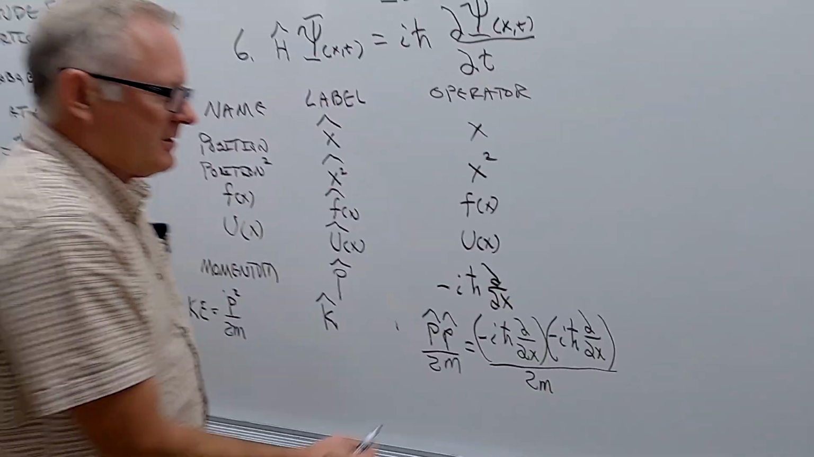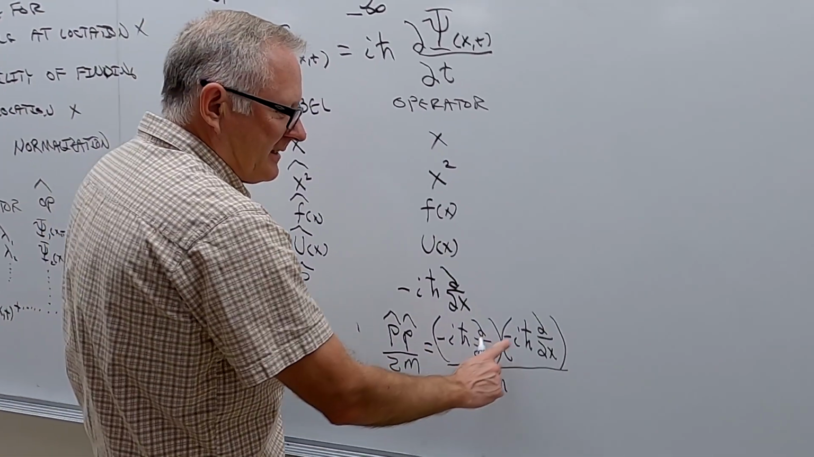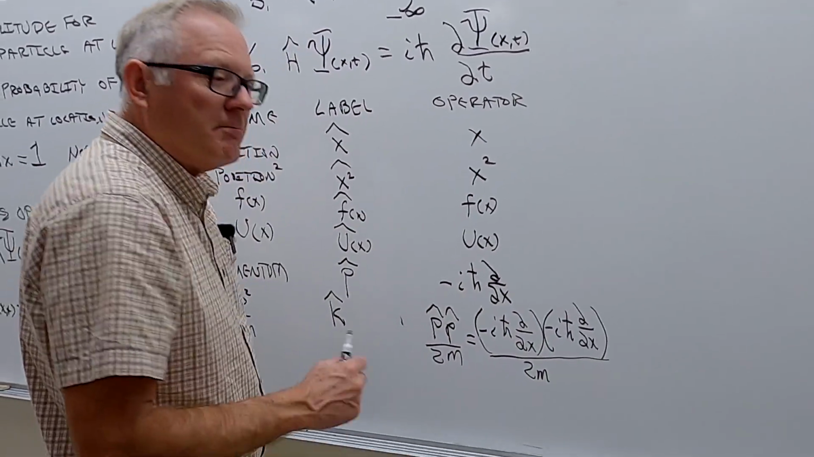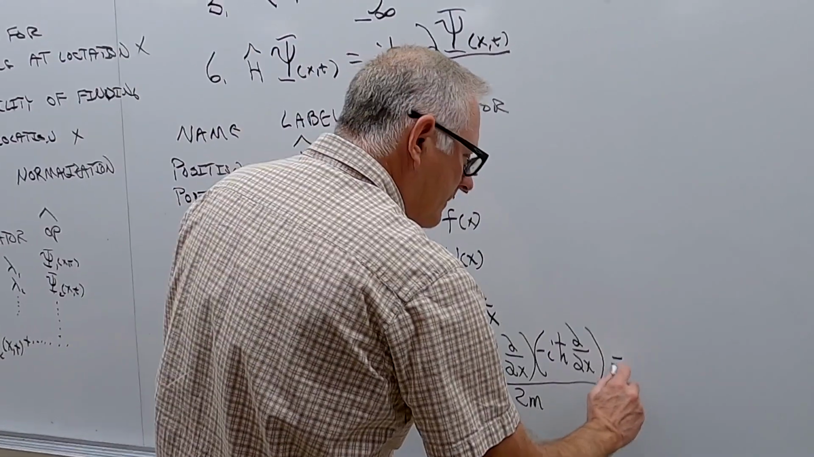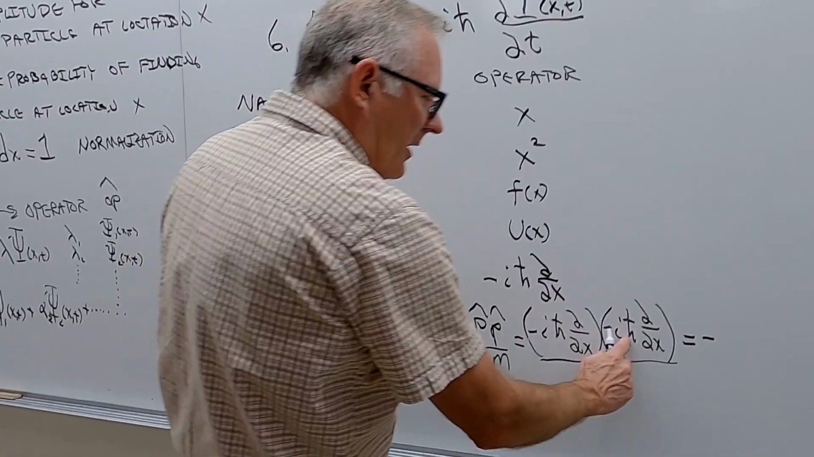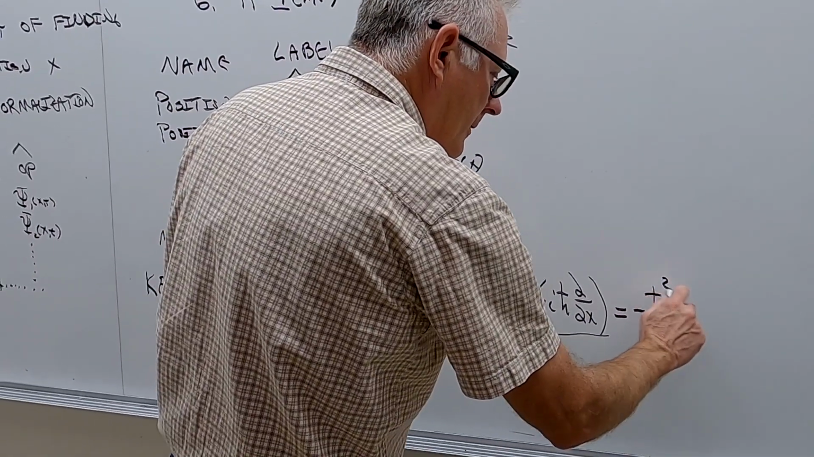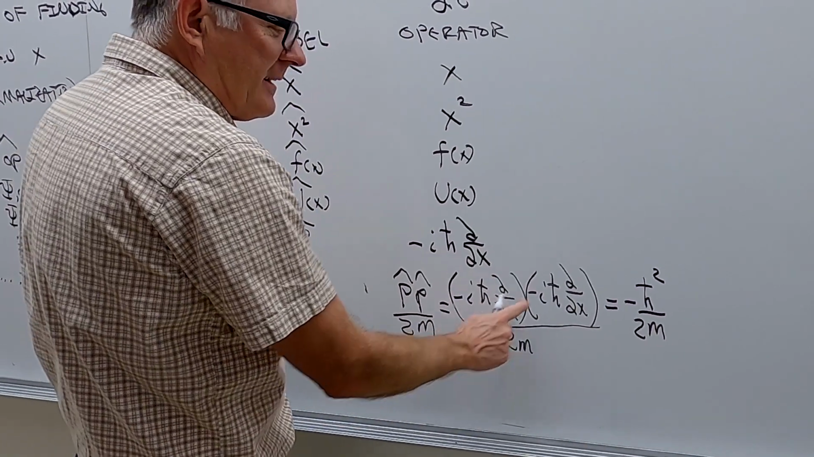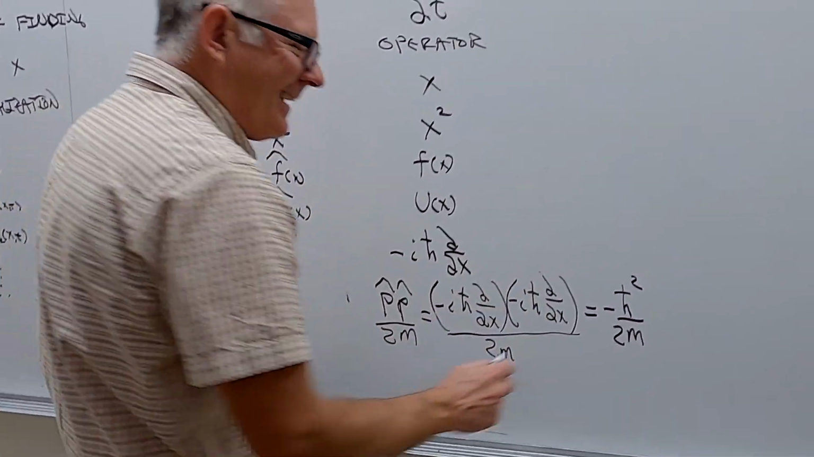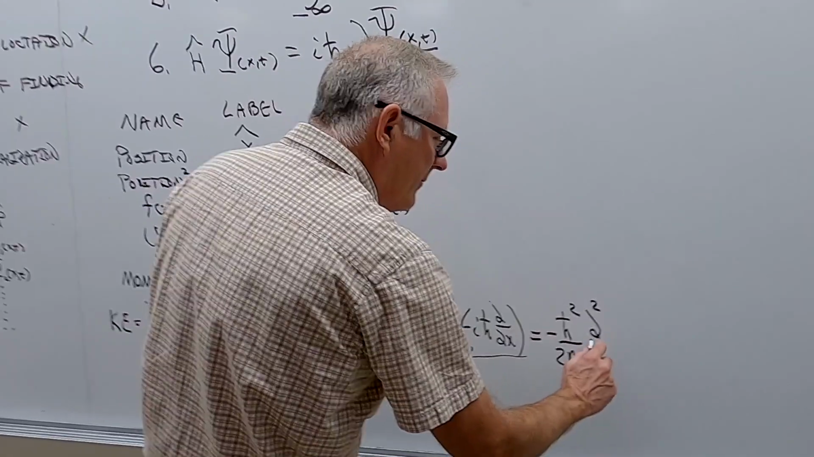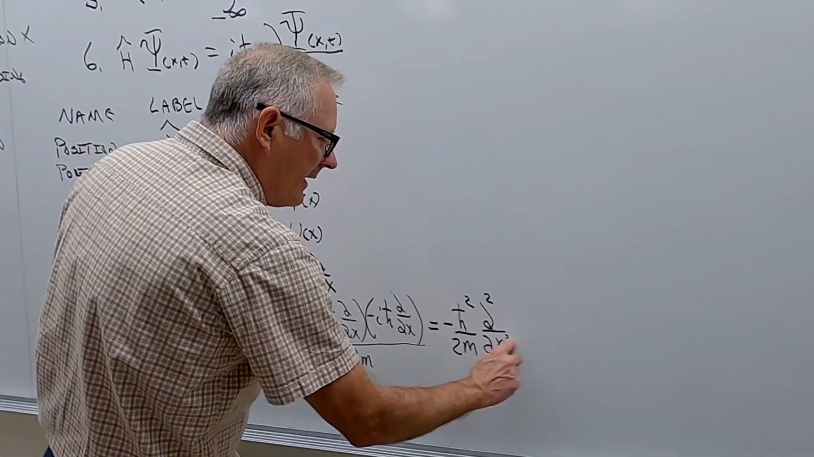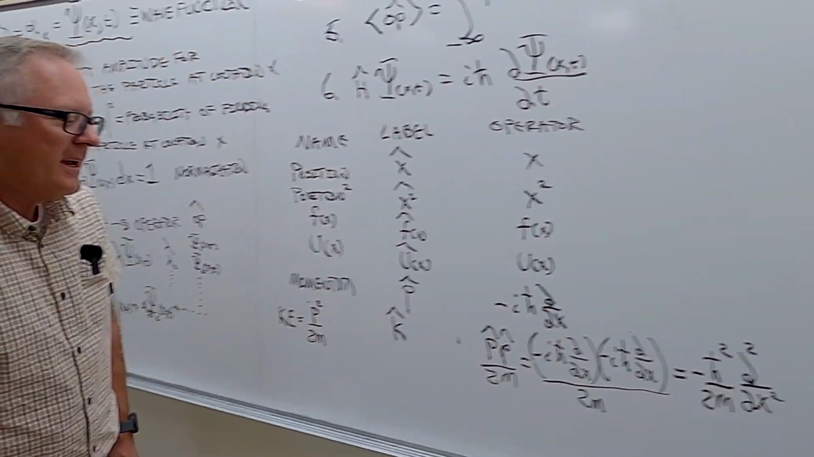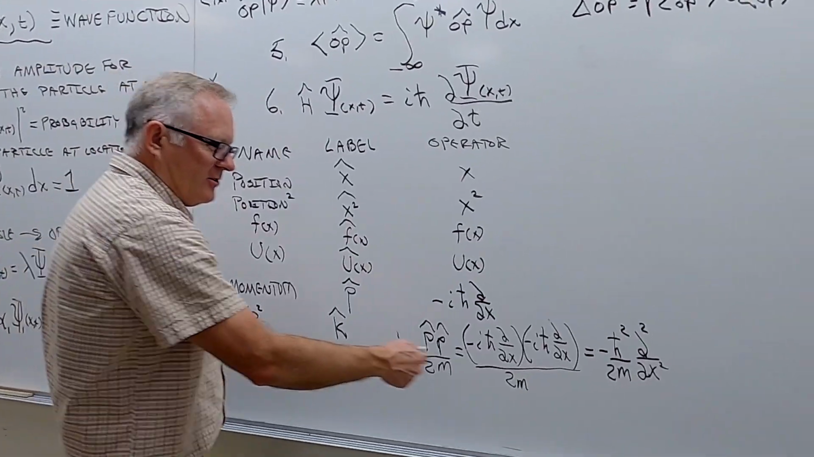Well, if we simplify this, minus i times minus i is minus 1. H bar squared all over 2m. And then the derivative with respect to x of the derivative with respect to x is the second derivative with respect to x squared. So there is the kinetic energy right there.